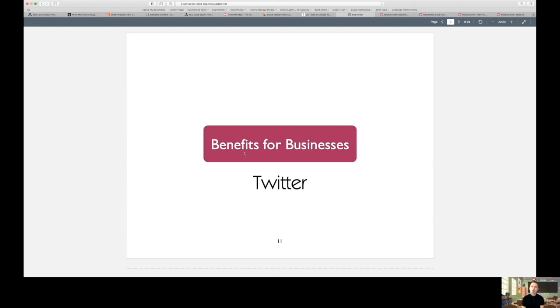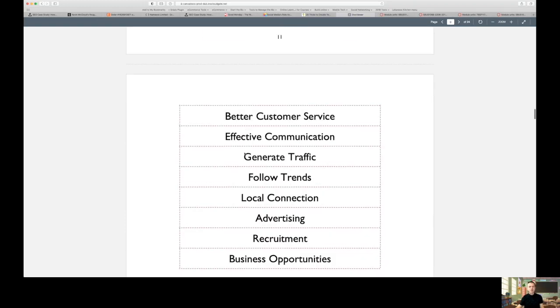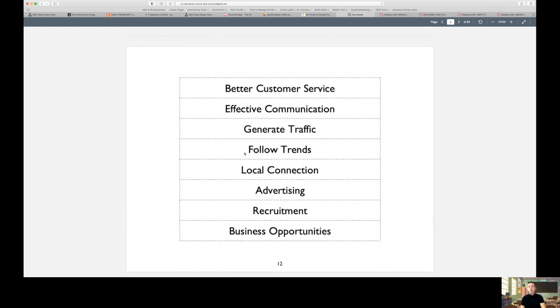There might be other benefits as well, but these are some of the most popular ones used in the world of business today. Without a doubt, the number one benefit for business is better customer service. You know that a majority of companies, even small ones but especially medium and large, are using Twitter as their customer support base.